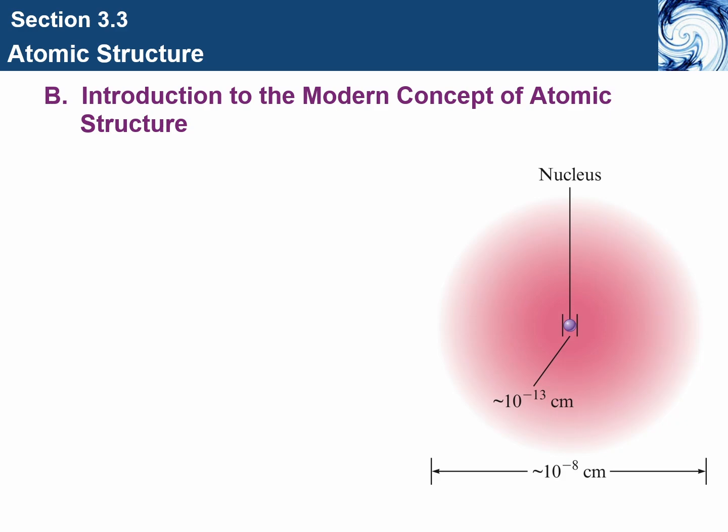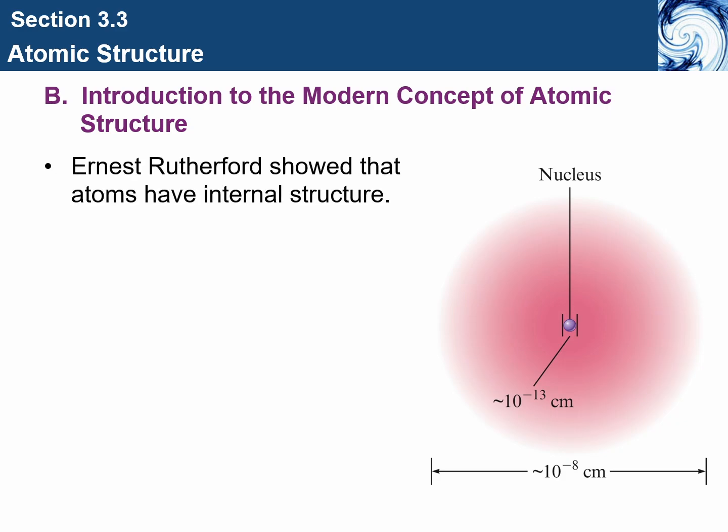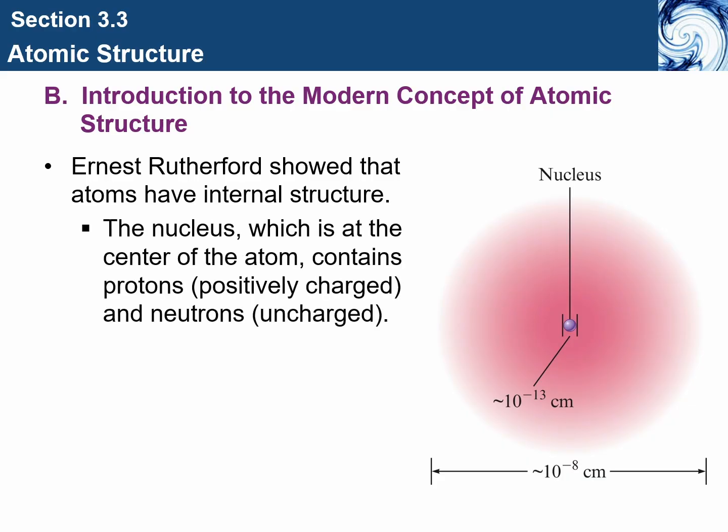So Rutherford began to develop this model, in which the atom has a very small nucleus, is what he called it, that was positively charged. He used the new word protons, and that's what we're going to continue to use, and uncharged neutrons. The electrons occupy the space around the nucleus, and the diagram emphasizes the tremendous difference between the size of the nucleus and the overall size of the atom.